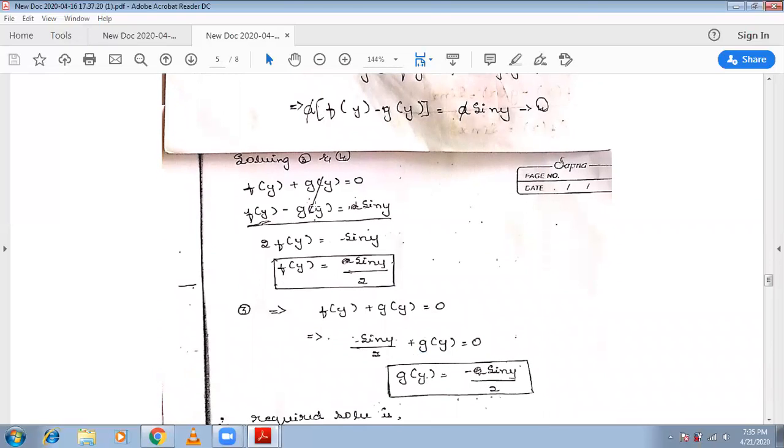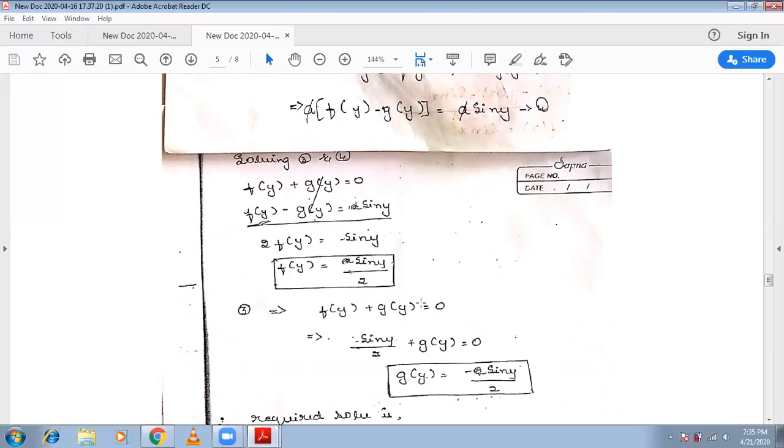Plus g of y minus g of y gets cancelled. f of y plus f of y, 2 f of y is equal to minus sin y. f of y is equal to minus sin y by 2. Sorry, this is plus sin y, plus sin y by 2.